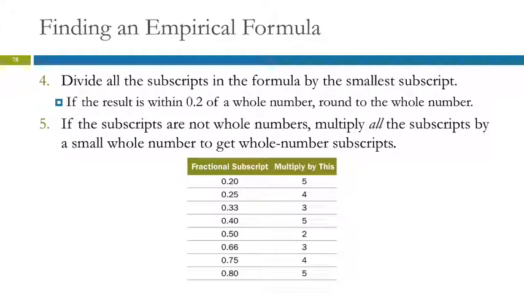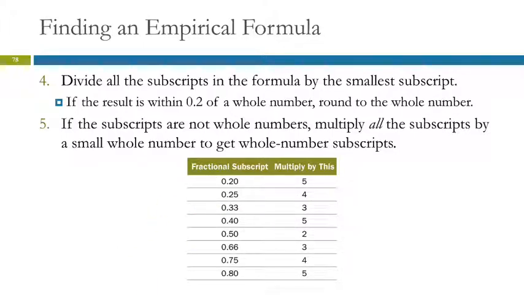What if you don't have whole numbers? There's a couple of approaches. But regardless, we're going to multiply all of those ratios or subscripts by small whole numbers until we get whole numbers. So some of you may recognize decimal equivalents of fractions. 0.5 is the same as 1/2, right? So if you have 1/2 and you multiply by 2, you're going to get a whole number. 0.25 is 1/4, so if you multiply by 4, you'll get a whole number.